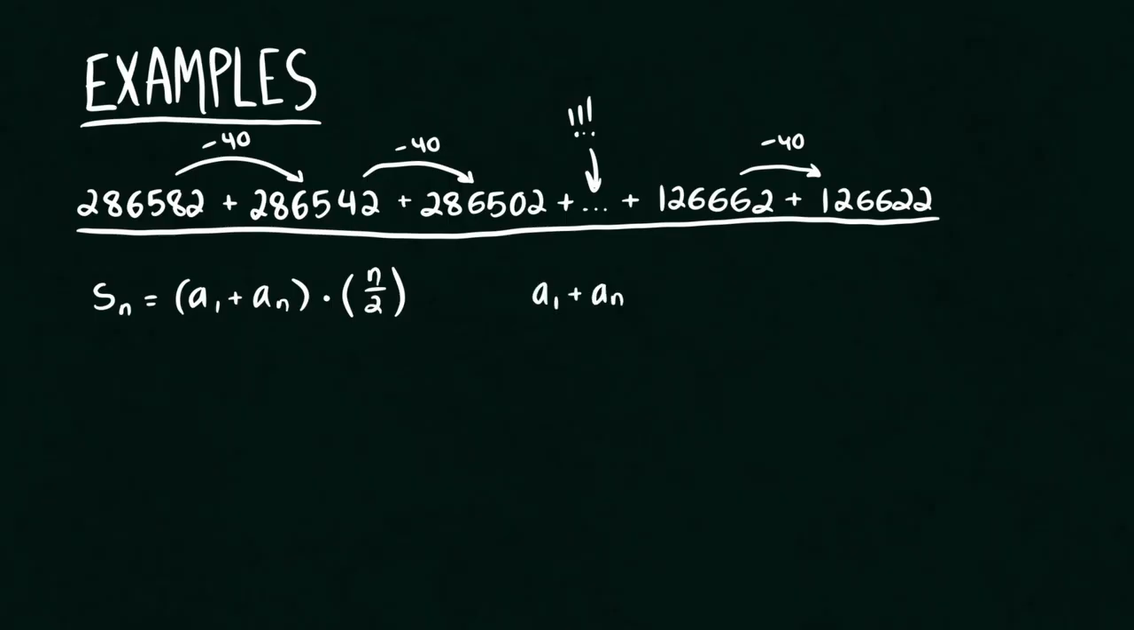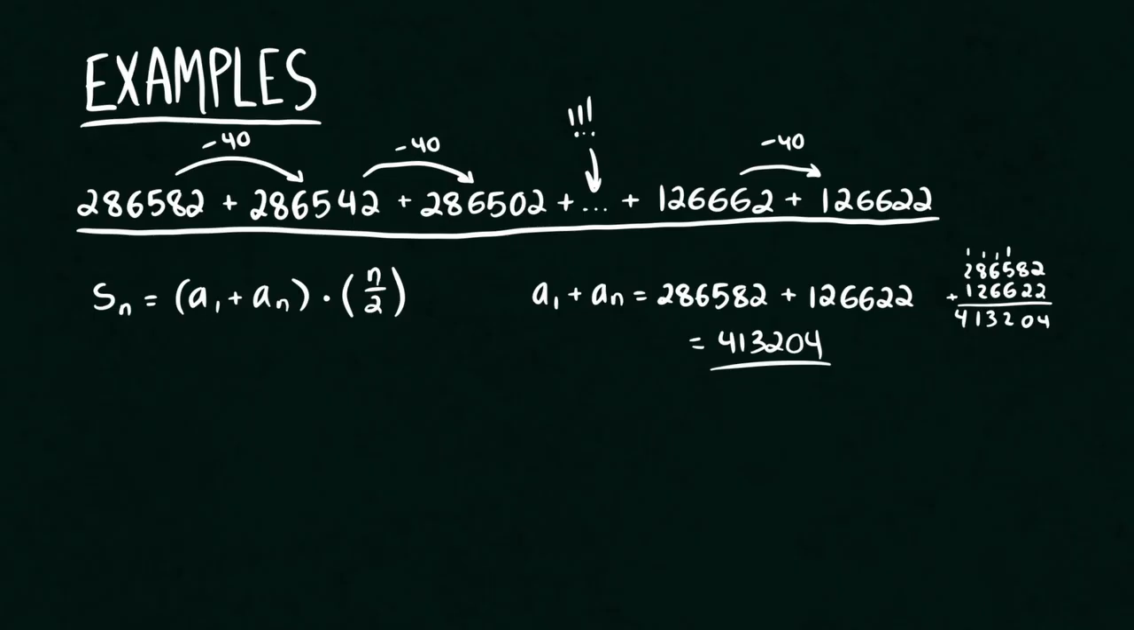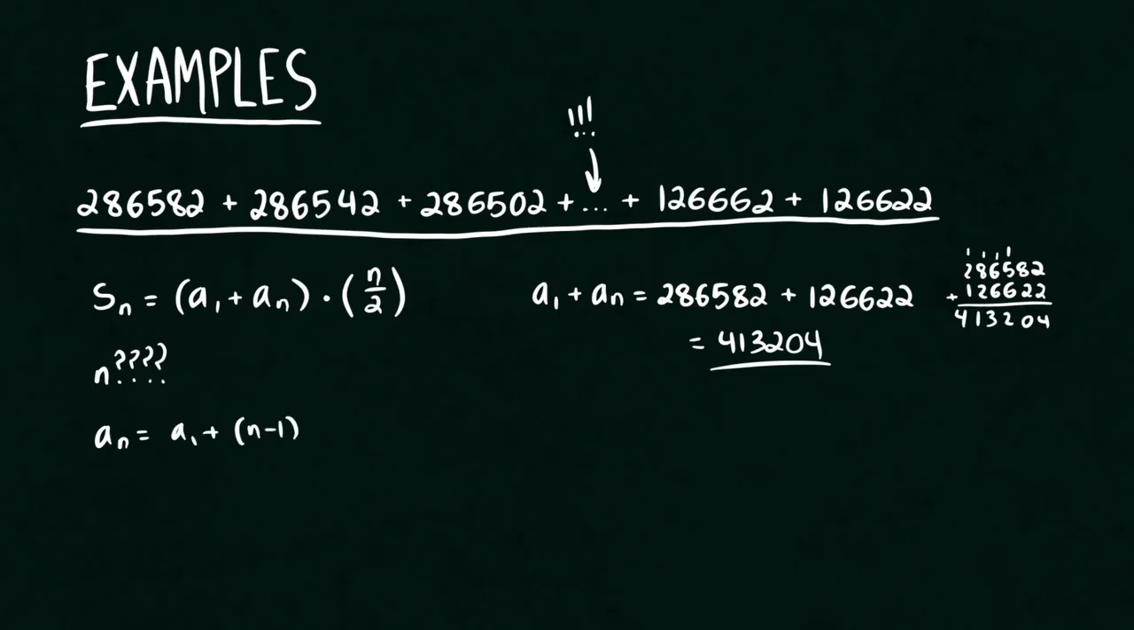Well, we can easily find the sum of the first and last terms. We just have to add them up, and we're going to get 413,204. Big number, I know. Now the tricky part comes in finding n, because they don't tell us how many terms we have here, and there's not a super easy way to just know. But if you remember, we can always write the last term of the sequence, which we'll call a sub n, as a sub 1 plus n minus 1 times d. We already know a sub 1 and a sub n, and we know d now, which is negative 40. So with that logic, we can find n.